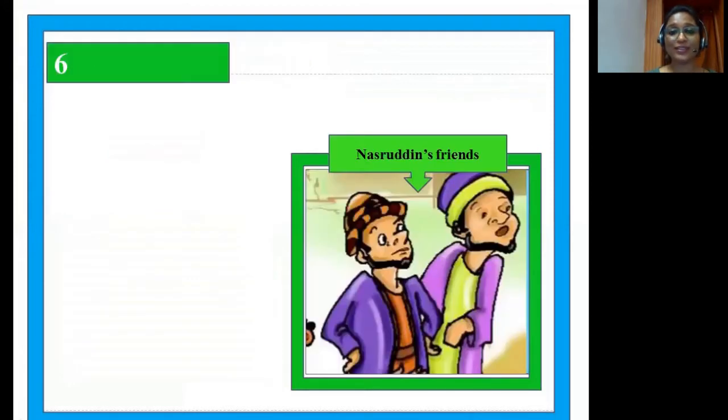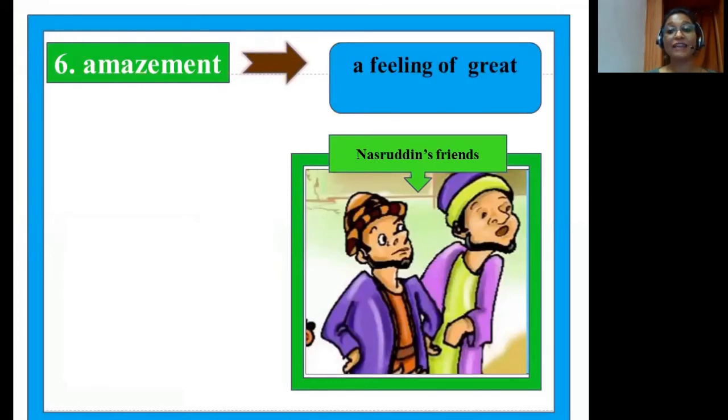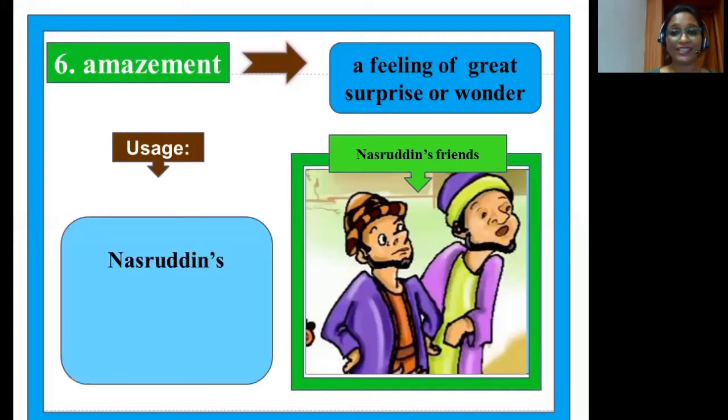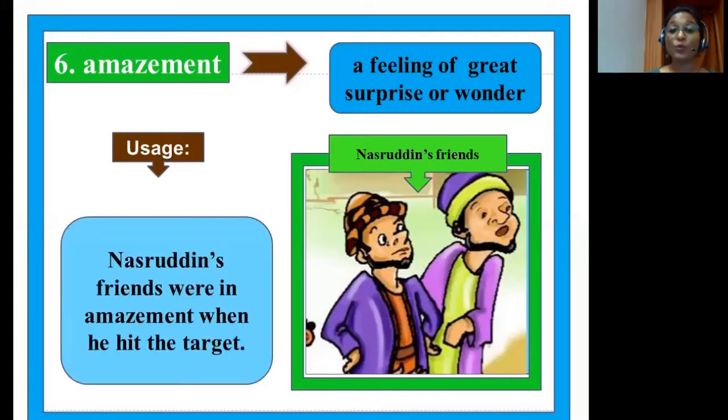Our next new word is amazement, and it means a feeling of great surprise or wonder. Here on the screen, you will find a picture that is taken from your Marigold English reader from the lesson Nasruddin's Aim. Here are two friends of Nasruddin, and they both look amazed. Why do they look amazed? They are amazed at the fact that Nasruddin had hit the target. Here I have framed the sentence. Nasruddin's friends were in amazement when he hit the target.